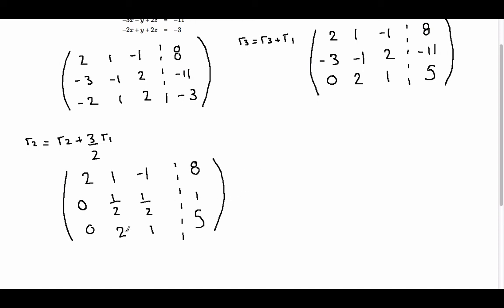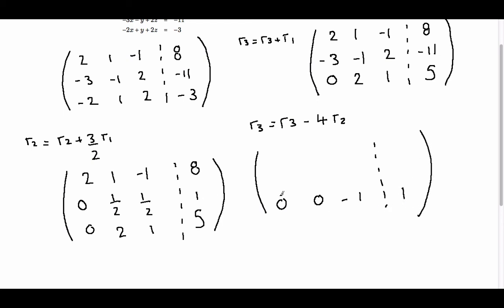So my next step now is to get a 0 here. So to get a 0 there, I'll say let row 3 be equal to row 3 minus 4 row 2. So I get 0 there. I get 2 minus 4 lots of a half, so that is 0. I get 1 minus 4 lots of a half, so that's 1 minus 2, that's minus 1. And I get 5 minus 4, which is 1. So I still have my 0, 1 half, 1 half, 1, and 2, 1, minus 1, 8.